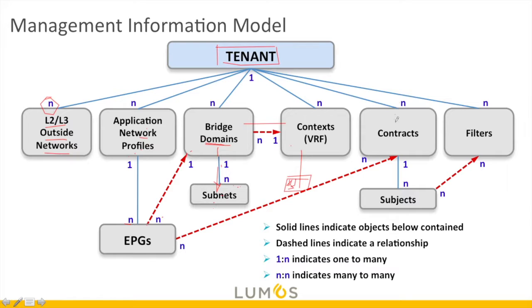We can have multiple contracts. We can have multiple contracts in between EPGs. We can reuse the same contract for multiple EPGs. We can have one contract that just says port 80, and we can use it all over the place. A contract can have multiple subjects, and a subject can have multiple filters. And the filters can exist in multiple subjects as well.